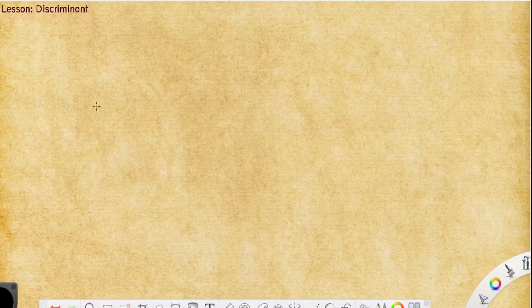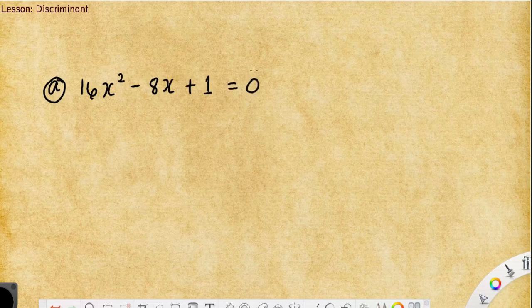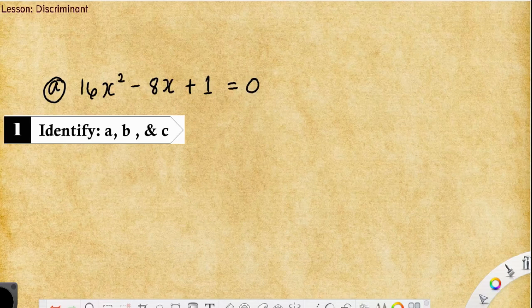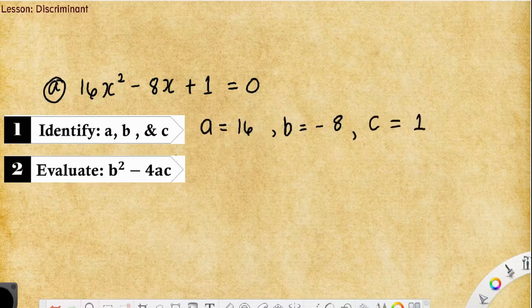Okay? So, number 1, ito yung first equation natin. We have 16x squared minus 8x plus 1 equals 0. As you can see, we already have the standard form of a quadratic equation. So once again, ang first step natin, identify the a, b, and c. So the a here is 16, b is negative 8, c is positive 1. For the second step, let's use the discriminant formula. So we have b squared minus 4ac.